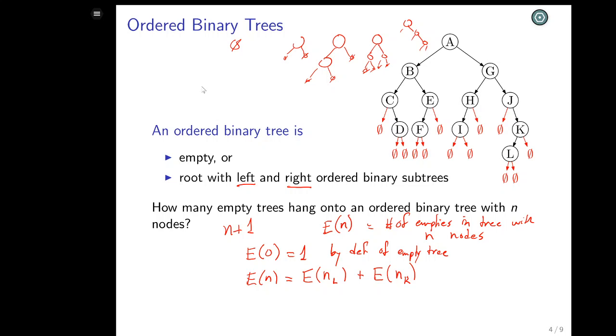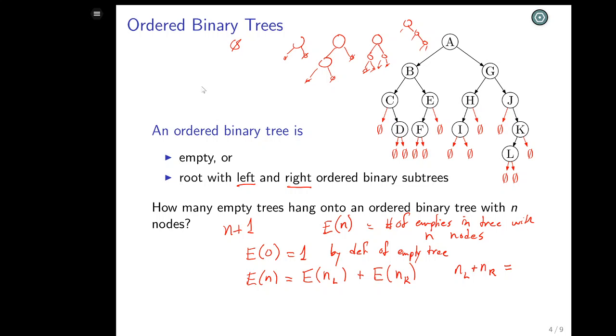But what property do we know about NL and NR? What is NL plus NR? Remember, NL, maybe I didn't tell you this because I didn't write it down, but I'm telling you now. NL is the number of nodes in the left tree, and NR is the number of nodes in the right tree. It could be that NL is 0. If NL is 0, what is NR?